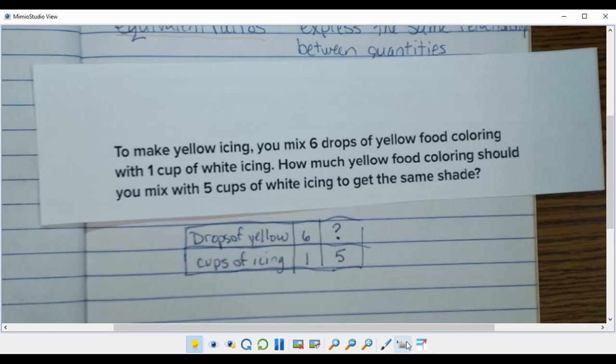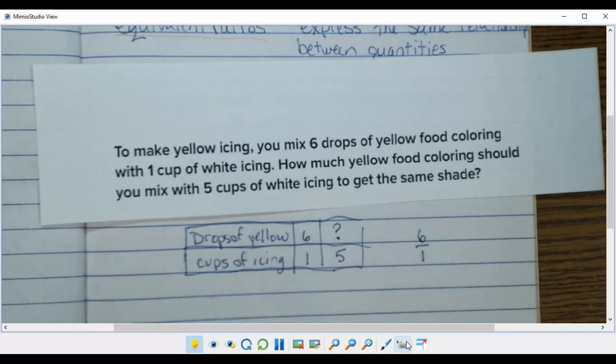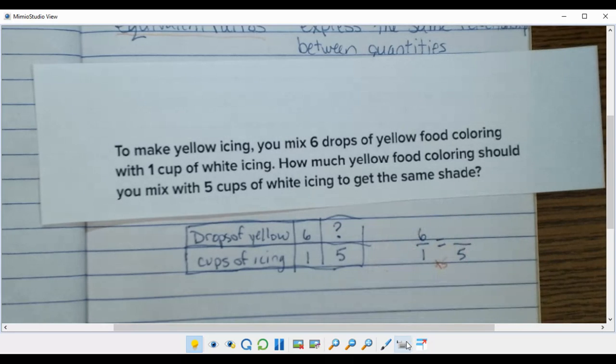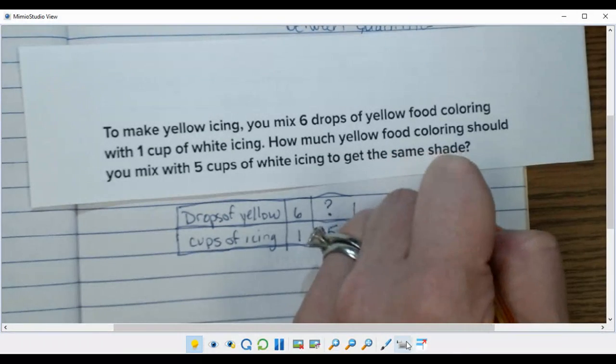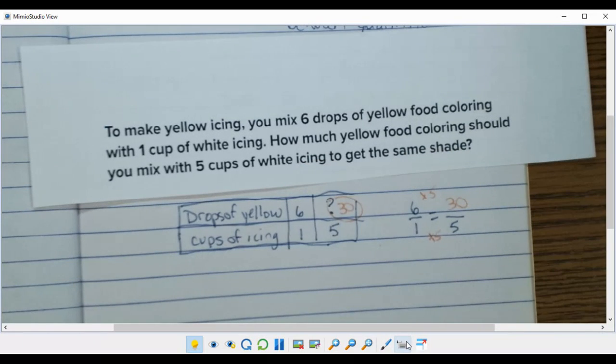Now, if you take out the lines from the chart, you could think of this as a ratio of 6 to 1 equals what over 5? And that idea of scaling, where we're going to multiply by the same thing on the top and the bottom, comes in here. So how do I get from 1 to 5? I multiply by 5. Well, if I do it on the bottom, I must also do it on the top. So it's going to take me 30 drops of yellow to make 5 cups of icing all the same shade.